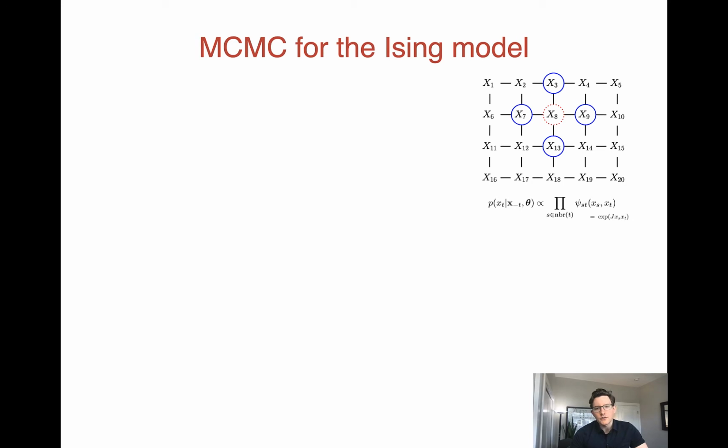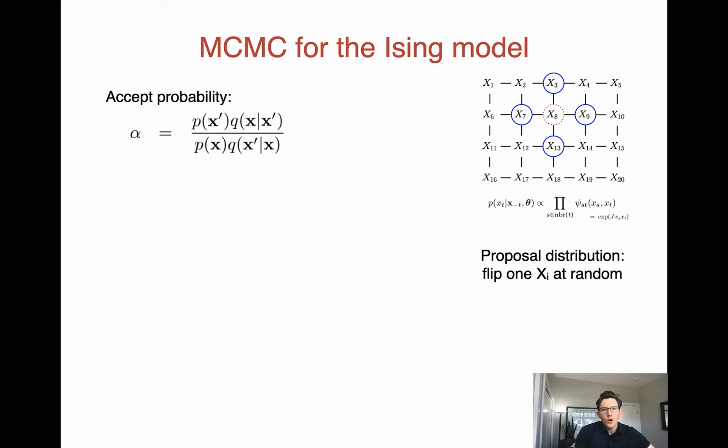So let's derive our MCMC algorithm. First thing we need to do is pick a proposal distribution. And for our proposal distribution, at each step, we're just going to pick one x_i at random, and we're going to flip it. That means the only thing we need to do is calculate our acceptance probability. Okay, let's see what that's going to be.